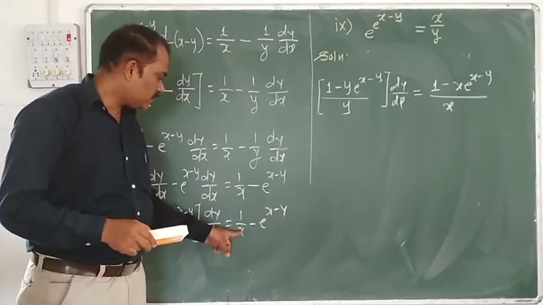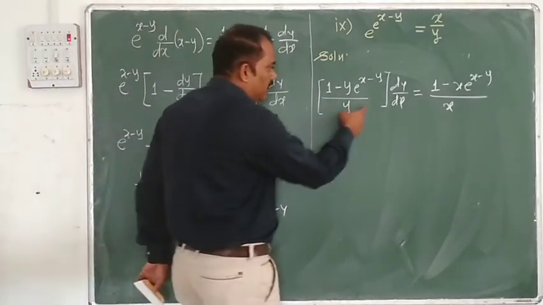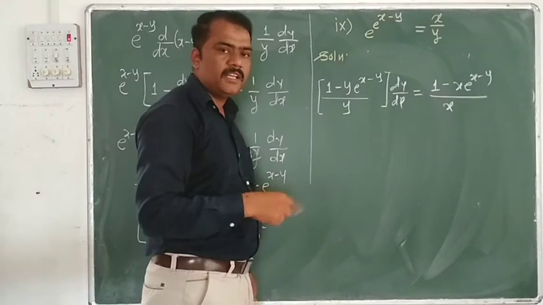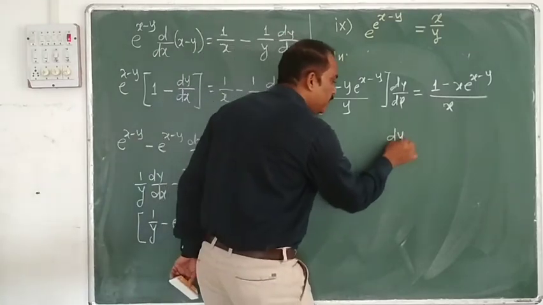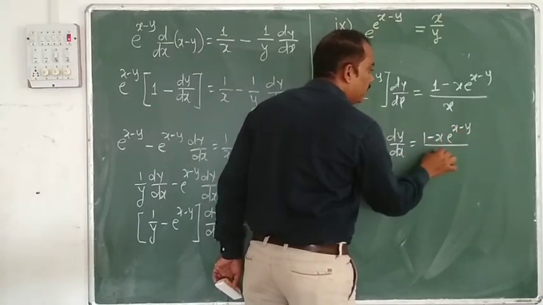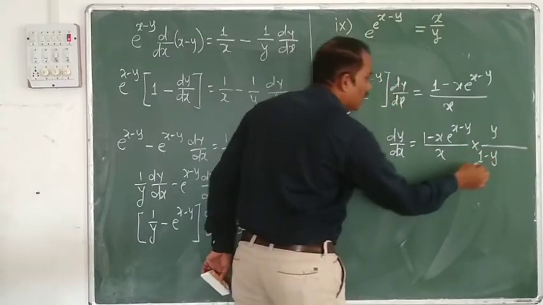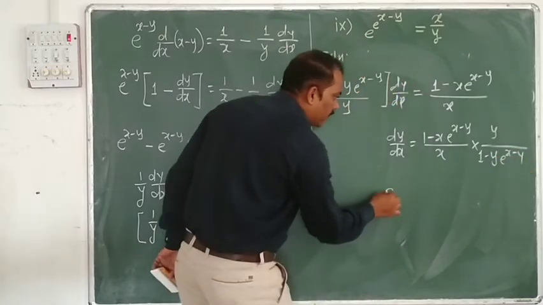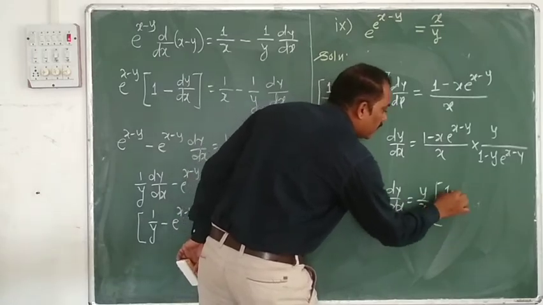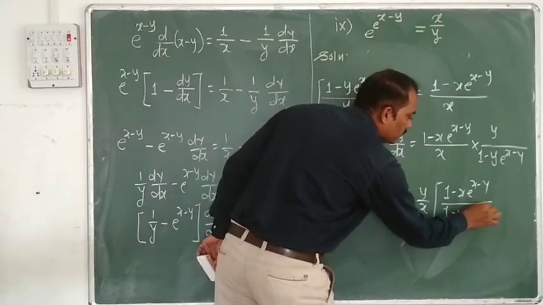Here we have to make the cross multiplication, 1 minus x into e raised to x minus y divided by x. On this side this whole bracket is multiplied on the LHS. When you transfer it to the RHS, it must be multiplied by its reciprocal, so that dy by dx is equal to 1 minus x into e raised to x minus y divided by x into y divided by 1 minus y into e raised to x minus y, so that we can write dy by dx is equal to y upon x into bracket 1 minus x into e raised to x minus y divided by 1 minus y into e raised to x minus y.